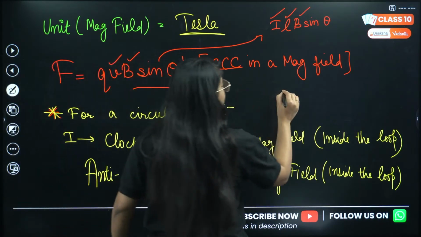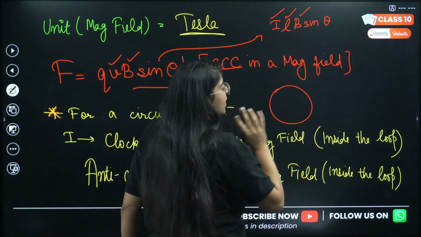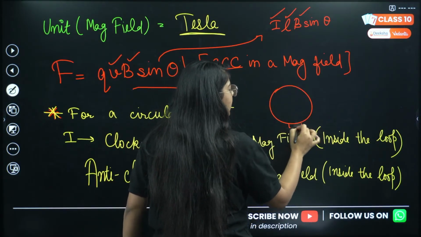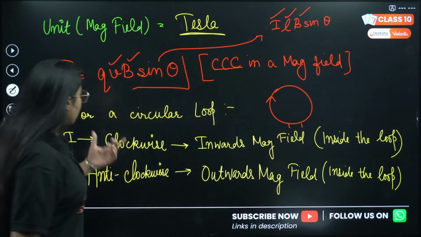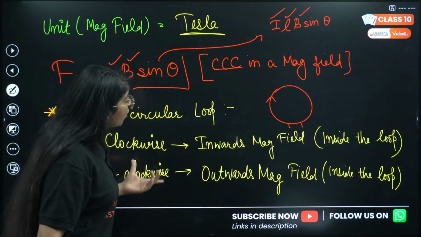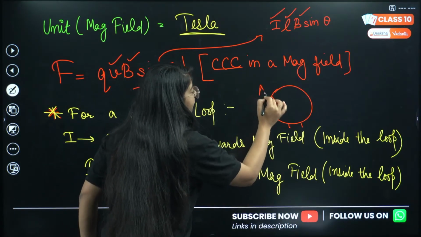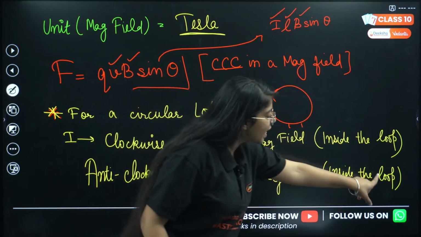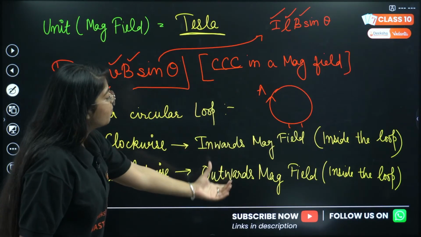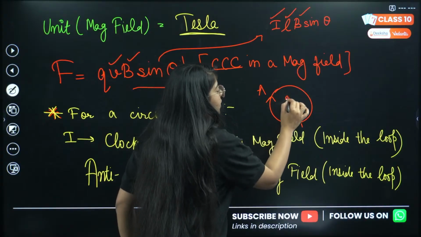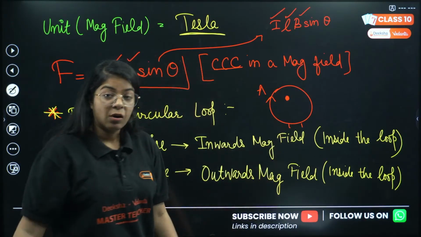Now I told you we'll study about the circular loop. This is my circular loop, and this is then connected to a battery. If the current is anti-clockwise inside the loop, the magnetic field is outwards. Here the magnetic field is outwards.